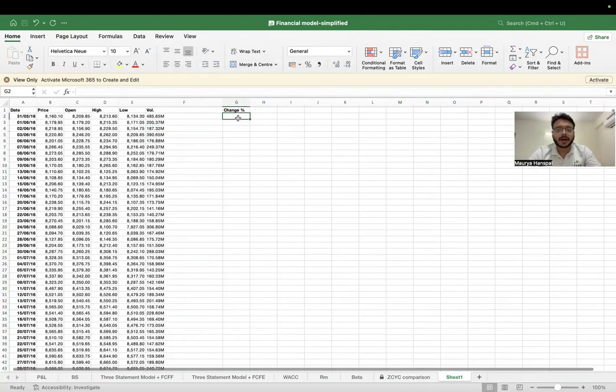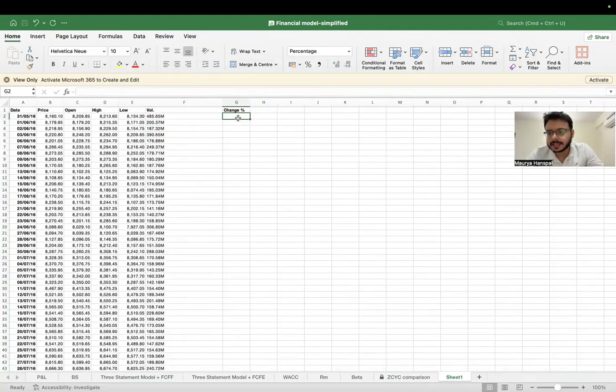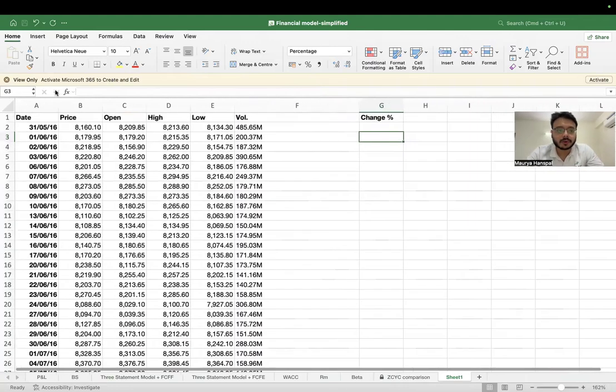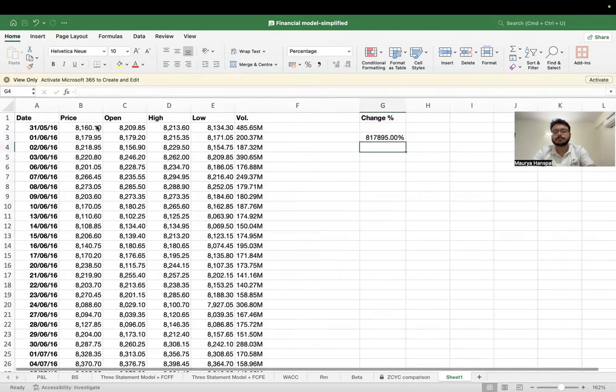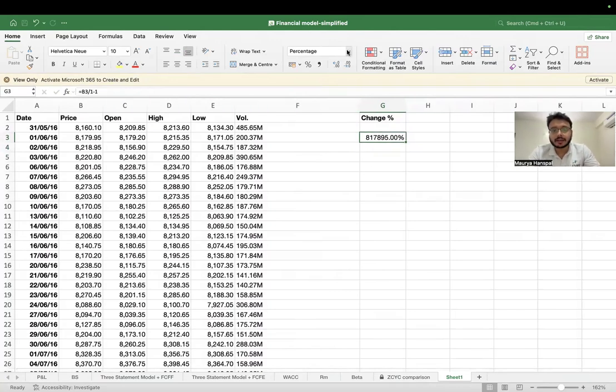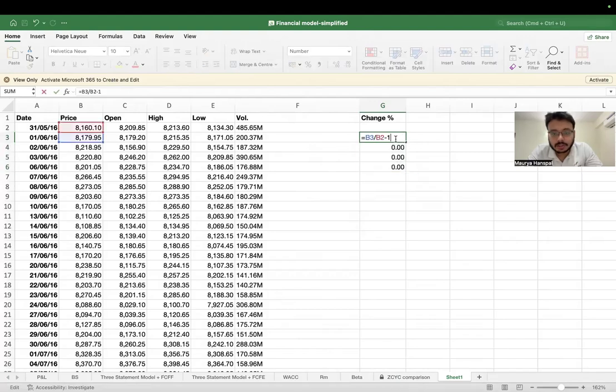And here what I can do, I can simply calculate the percentage change on a daily basis. For that, I can use this. I'll just zoom in for you. And just simply do the final value divided by the beginning value minus 1. Maybe I did some mistake. Is equal to final value divided by the beginning value minus 1. Why is it not giving me a percentage change? Some issue maybe. Just a second.